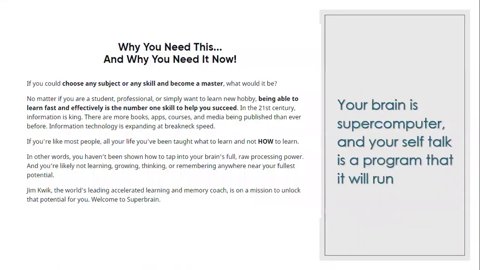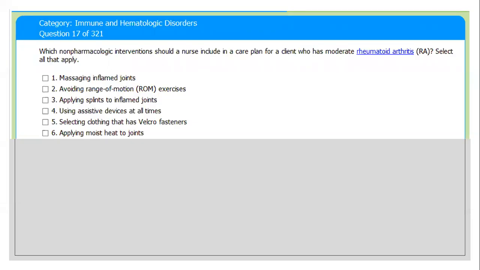Before we start the questions, I want to share with you that the human brain is a supercomputer. What we are thinking 24 hours a day, 7 days a week, and what we self-talk to our brain, is the programming that it will run. So it is important to think before you think.